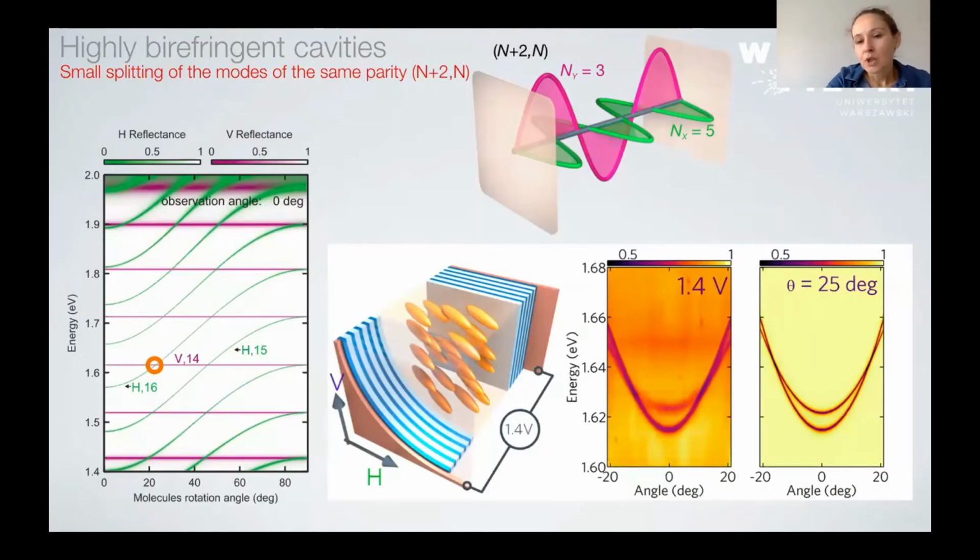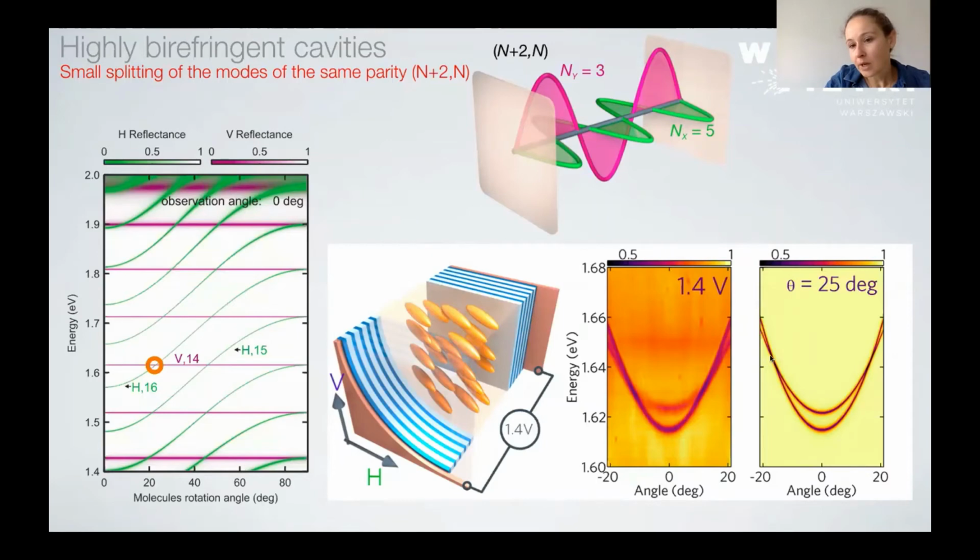But I would like to jump to a different regime, because this rotation of the molecules and this special type of structure allows us to change to a different regime. So now I would like to jump to this regime, where we can cross the modes of the same parity, but of a different number. So parity is the same, but the number is different. So we have the n+2 mode crossed with the mode of number n.